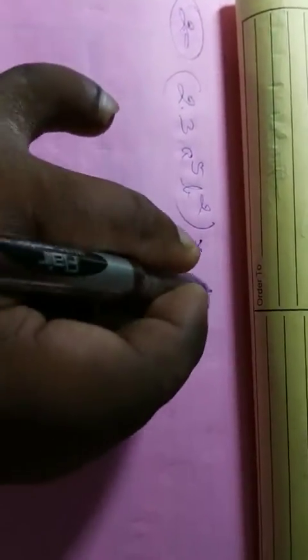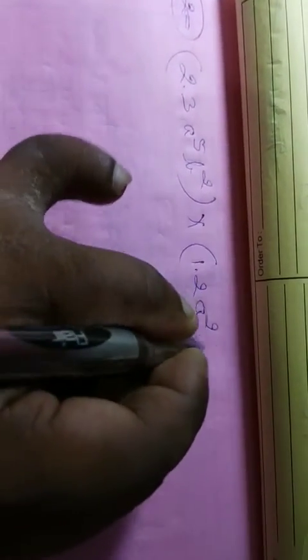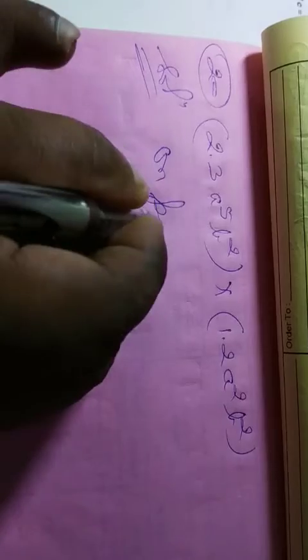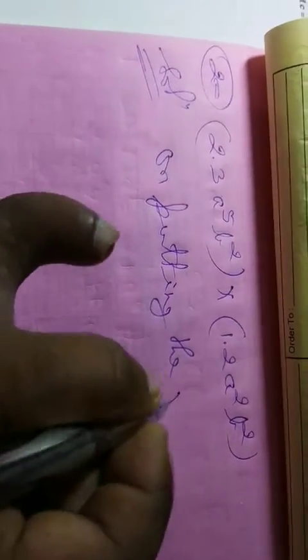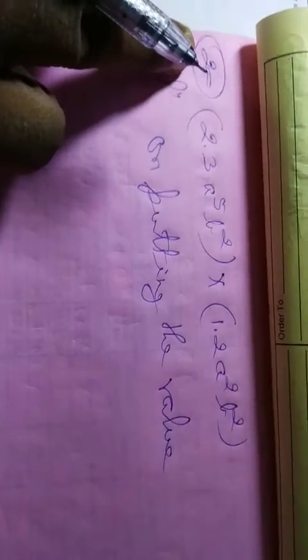2.3 a5 b square into 1.2 a square b square. Solution. On putting the value. Students, you write the question from the book. Question number 20 from the book.